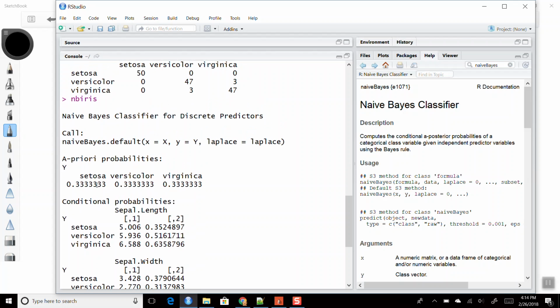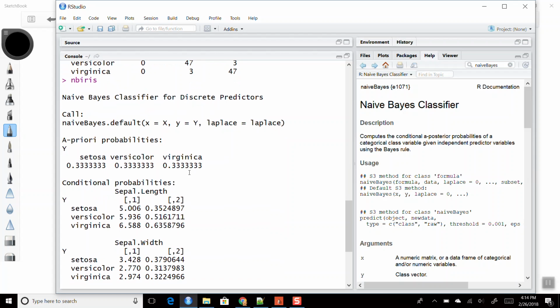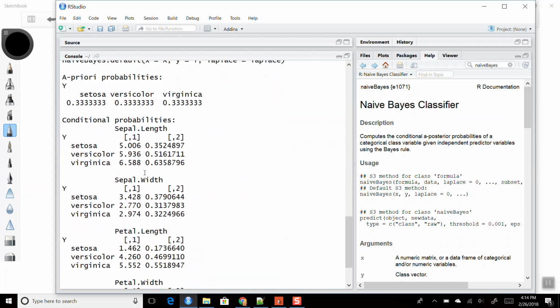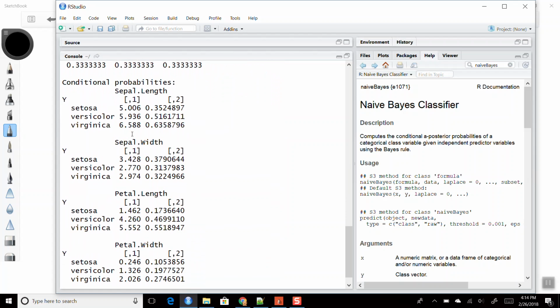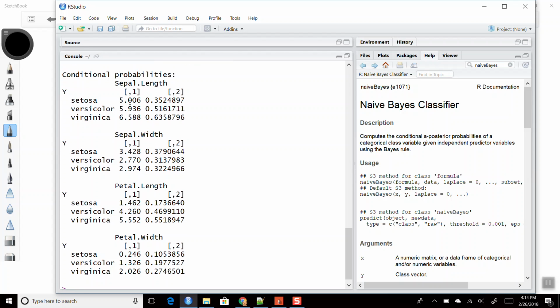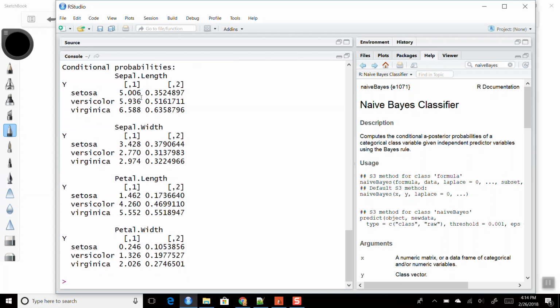And this is based on the fact that there were 150 observations and 50 of them were Setosa, so 50 over 150 is 1/3. And then the conditional things, I think these are basically the mean sepal length for Setosa and the standard deviation for each of these. So yes, you've got to figure out all 24 of these values because you have 4 different normals.